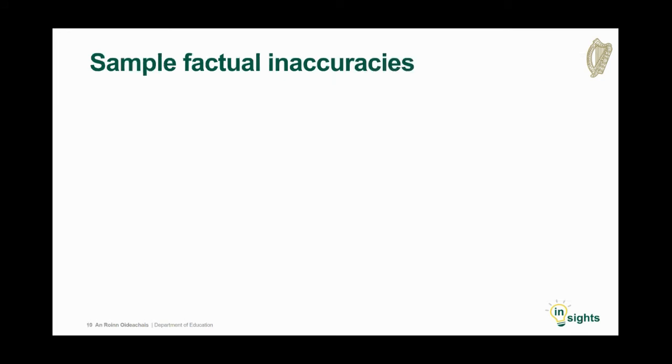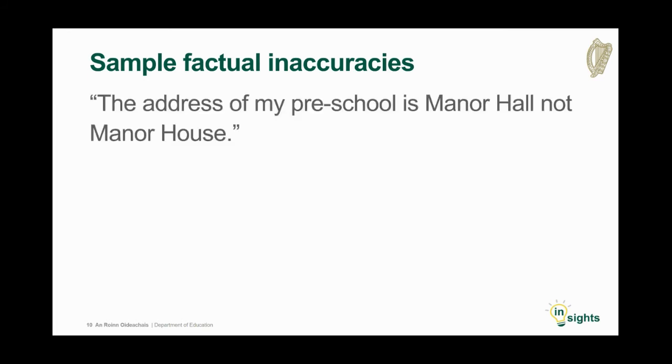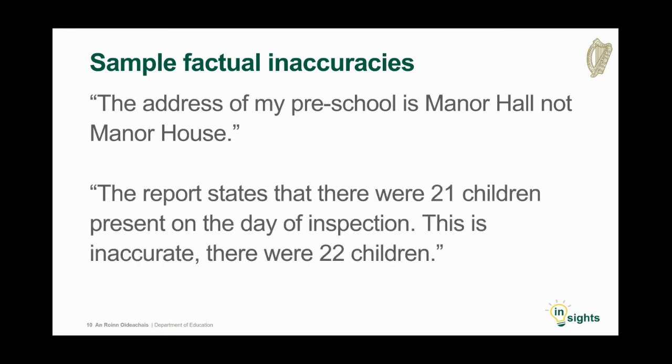Let's look at some examples of what can be considered to be factual inaccuracies. The address of my preschool is Manor Hall, not Manor House. The report states that there were 21 children present on the day of the inspection. This is inaccurate. There were 22 children.